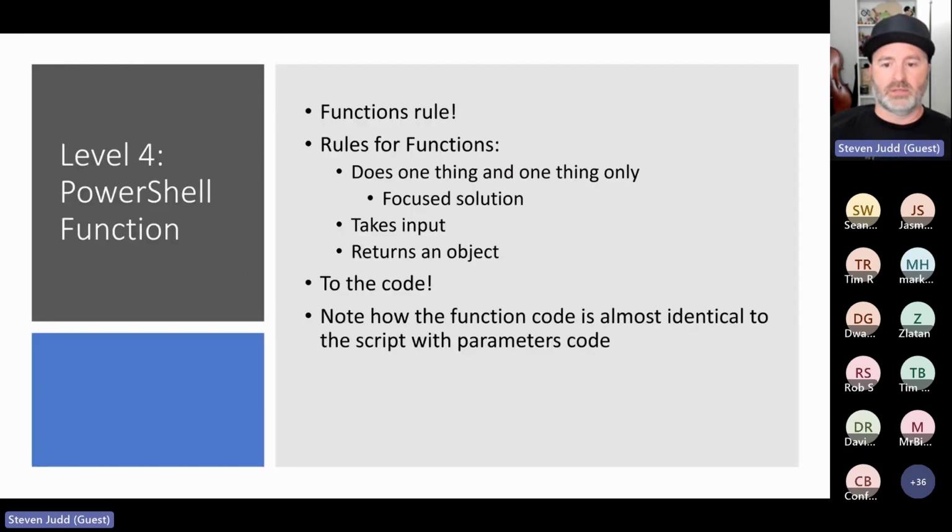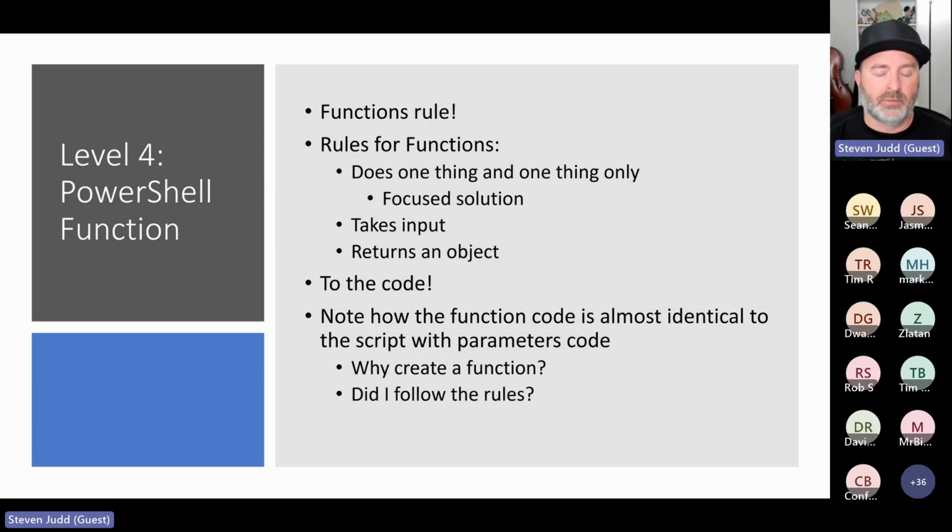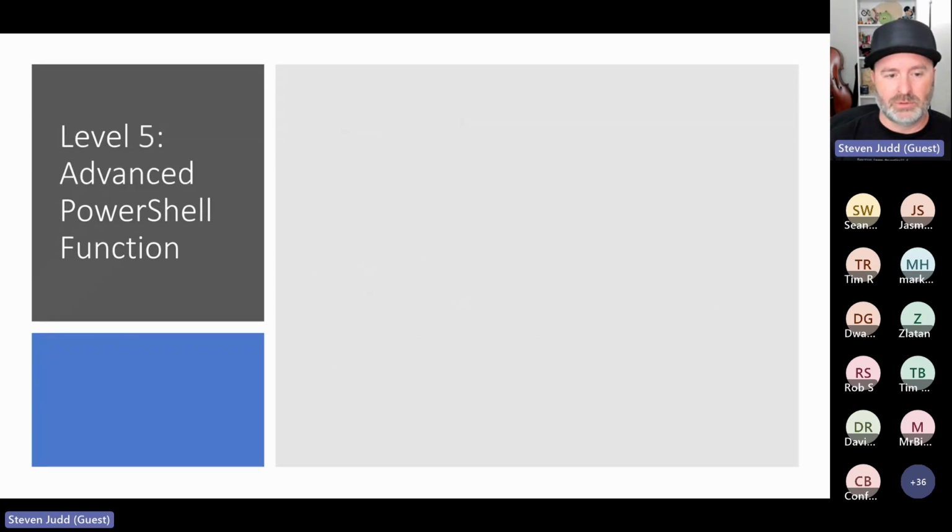All right, so we looked at this. So notice how the function code was almost identical to the script with parameters code. So why create a function? Well, we covered that. Question is, did I follow the rules? So this thing does one thing and one thing only. You pass it a URL, it returns a URL. It takes input, it returns an object. Well, the object happens to be a string, but it does return an object. And it only has one value, so it didn't make sense to try and get fancy with a custom object. So yes, I followed the rules.